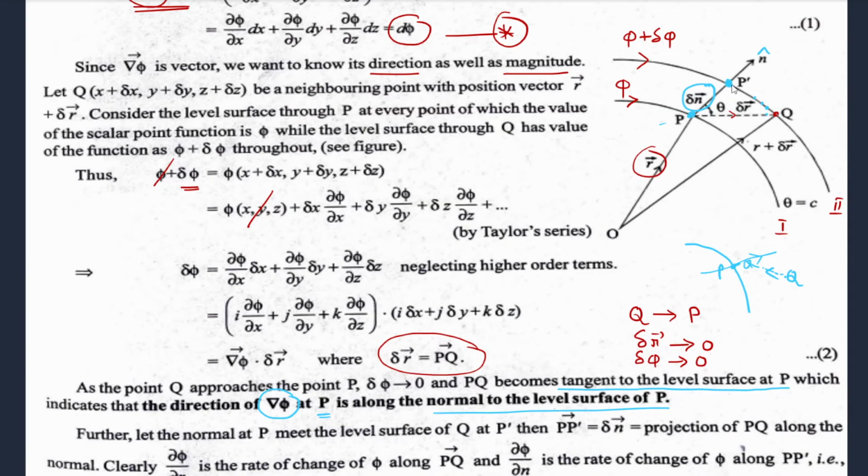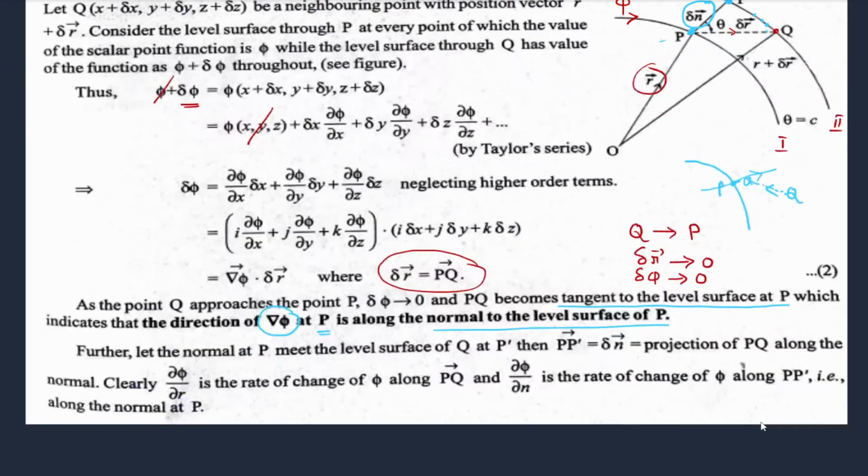If you look very closely, what is PP dash? PP dash is nothing but the projection of PQ, right? The projection of this PQ will fall on this part, PP dash. So that's why we've written that PP dash is delta n bar, which is the projection of PQ along the normal. Normal means which direction? N cap direction.